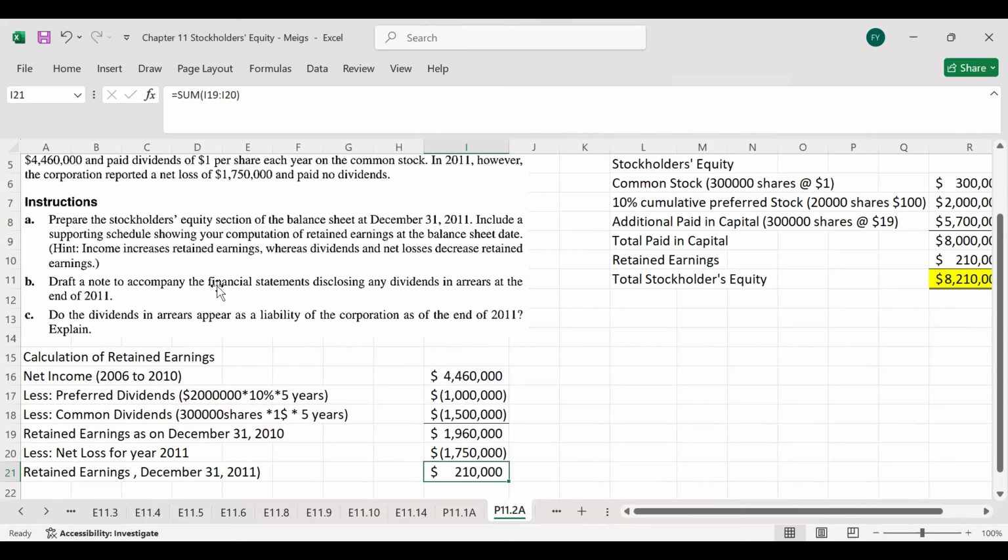As of December 31st, 2011, dividends on the 10% cumulative preferred stock were in arrears to the extent of $10 per share. There's a need to represent the amount of dividends per share, so $10 per share, amounting in total to $200,000, which means the total dividend is also required to be represented in the disclosure.